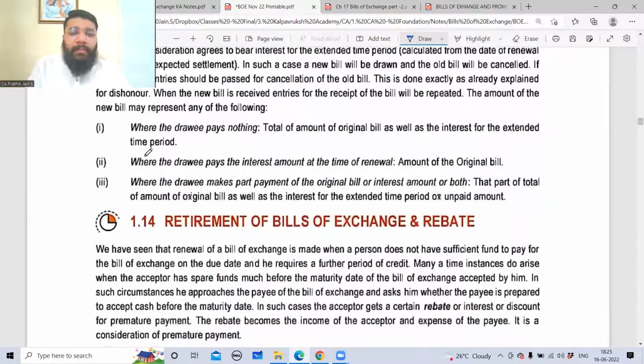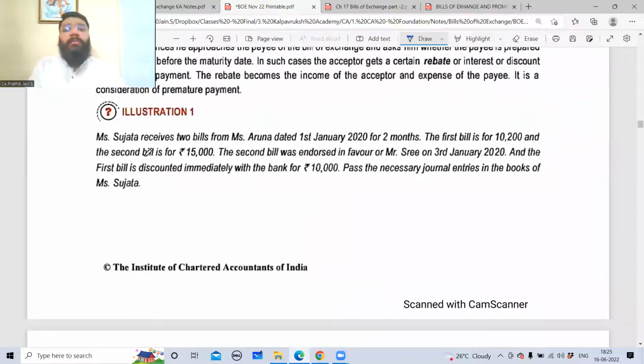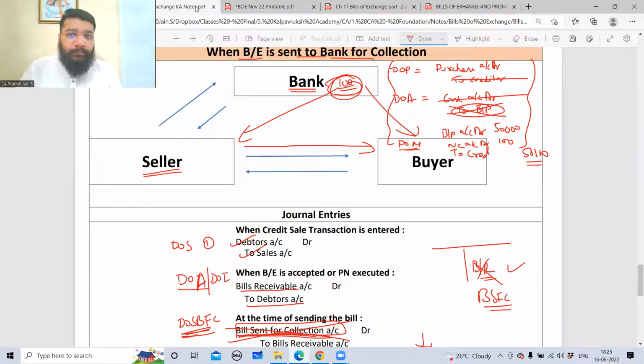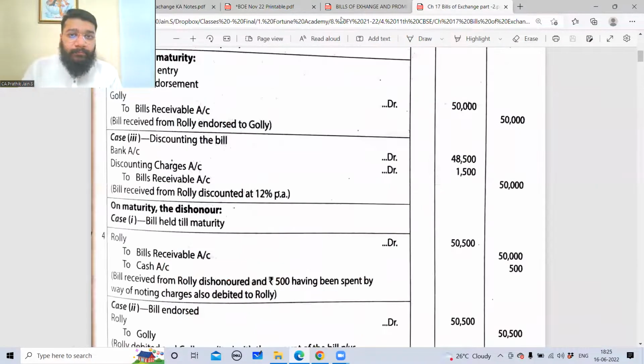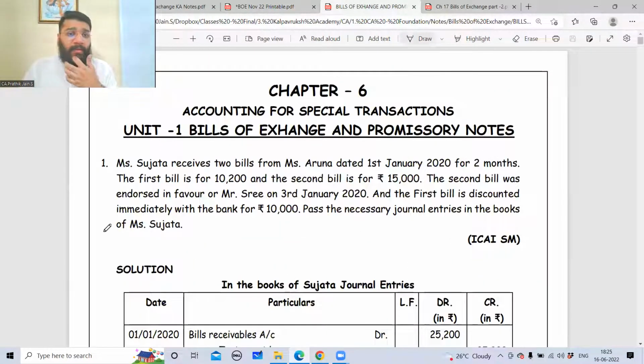Renewal of bill and retirement of bill, I'll take tomorrow. We'll do the first question from your ICAI study material. This first question has been introduced only this year. What I mean is, this first question was not there in last year's textbook.